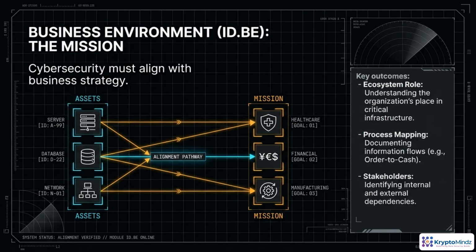Within the identify function, business environment is about translating assets into mission impact. Servers, databases, and networks are not protected for their own sake. They exist to support concrete business goals like revenue, safety, and service availability. Practically, this comes down to 3 actions. First, understand your ecosystem role, where your organization sits in critical infrastructure and supply chains. Second, map key processes end-to-end, including data flows and dependencies. Third, identify stakeholders who own those processes. Without this alignment, technical controls won't reliably reduce real business risk.